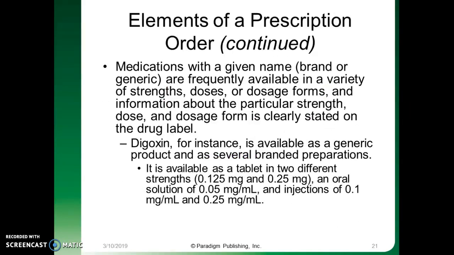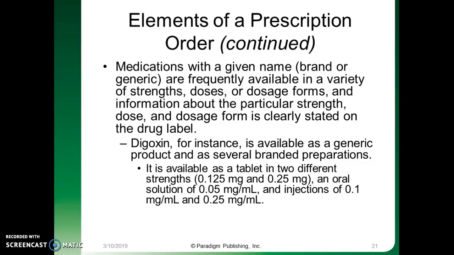So medications with a given name, brand or generic, are frequently available in a variety of strengths, dosage forms, and information about the particular strength, dose, and dosage form is clearly stated on the drug label. Digoxin, for instance, is available as a generic product and as several branded preparations.